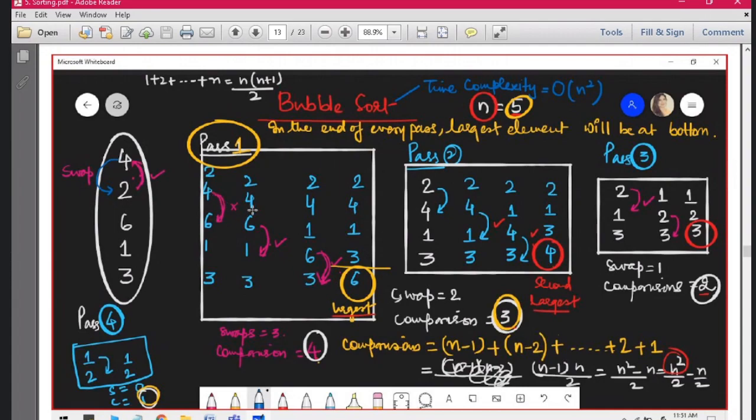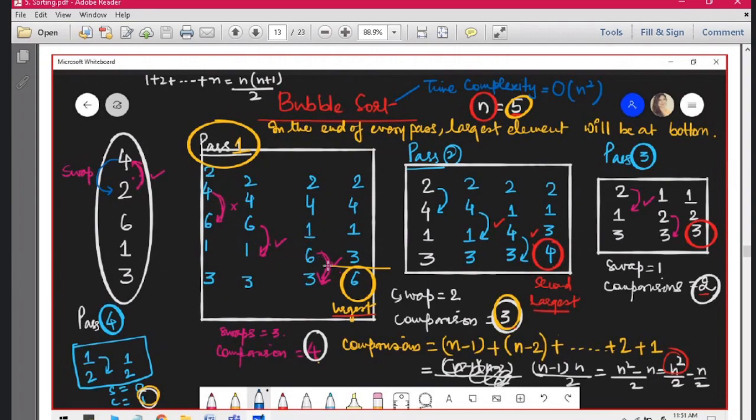Then in the next case, I will compare 6 with 1. We can see that 6 is greater than 1, so swapping will be required. You can see I have put a tick where a swap is there. Here there was no swap, so I have put a cross. Here again there is a swap. So 6 and 1 will be swapped, and the new position will be 1 and 6 like this.